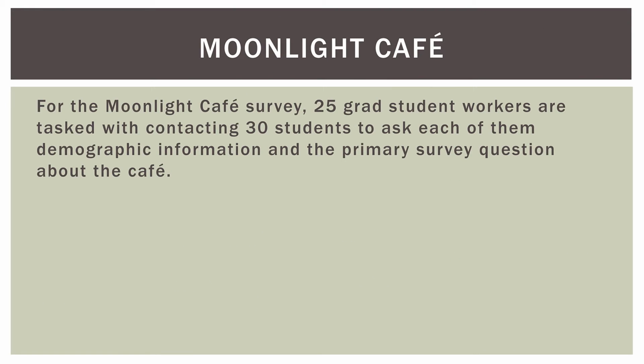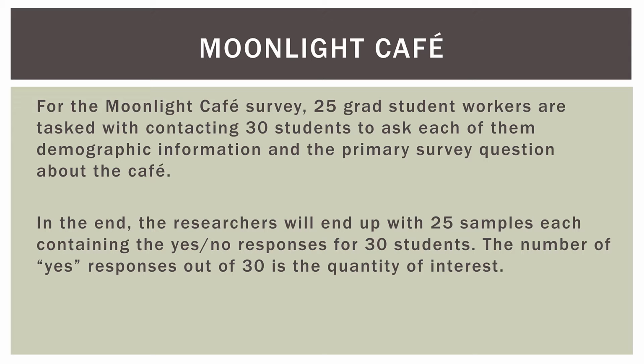So for the survey, 25 grad student workers are tasked with contacting 30 students to ask each of them demographic information and the primary survey question about the cafe. In the end, the researchers will end up with 25 samples each containing the yes or no responses for 30 students. The number of yes responses out of the 30 is the quantity of interest. So we will end up with 25 different samples. Each sample will be of 30 random students on campus.